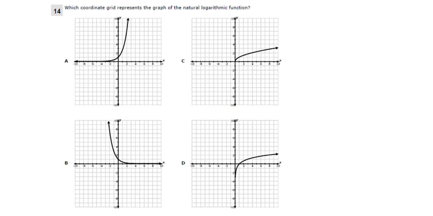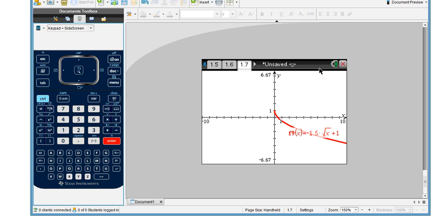Next, 14. Which coordinate grid represents the graph of the natural logarithmic function? We've talked about the natural logarithmic function when we did section 1.3 at the beginning of the year. Our parent function is pre-calculus. And that parent function of pre-calculus we talked about is going to be f of x equals ln x, which also equals log base e of x. So you can write it in a different way. But in your calculator, you can just graph the function and see what it is. I'll just go to tab, and we're going to just make this ln x. I'll show you where that is.